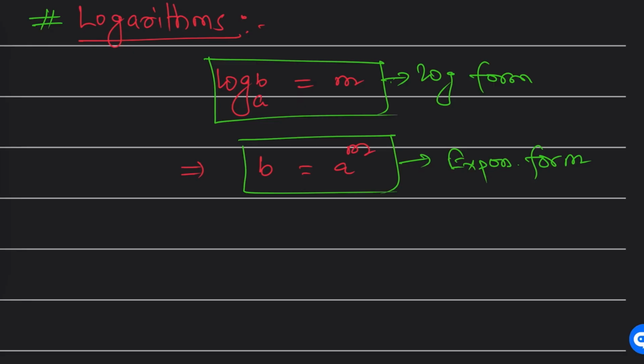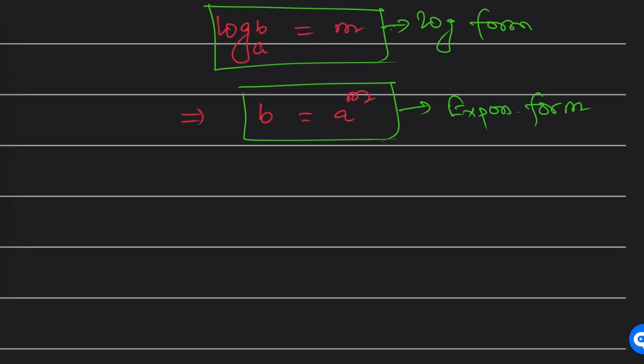Here you can see b will just come to the left side, and a is the base. So a will be the base of power m, and log values are always powers, right? So the log of b to the base a is m, and m will be the power of the base. So power of base, this thing you should keep in mind, that's it, right? Next, I'm discussing different formulas of log.